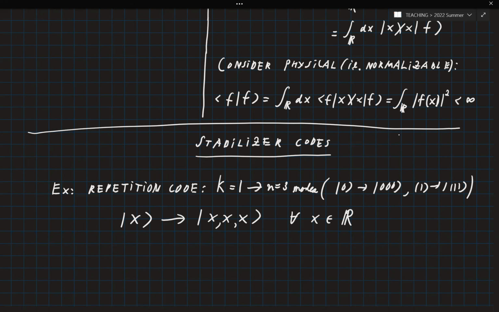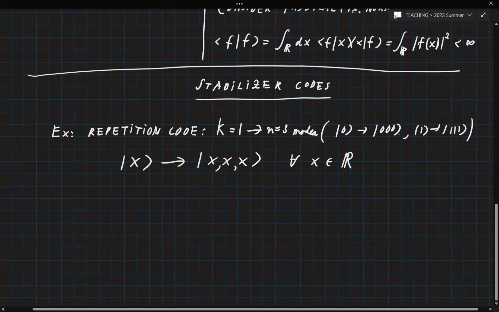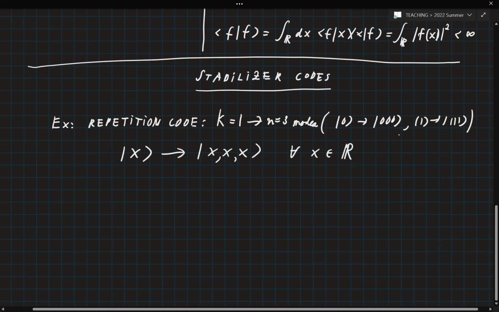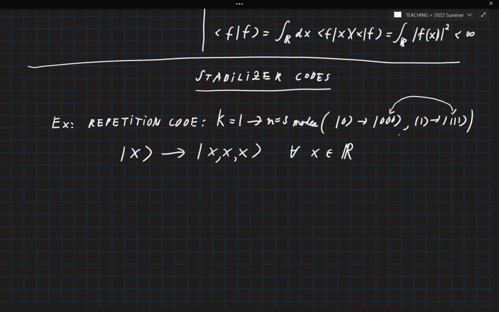So you would expect, and this is true, that the error correcting properties of this code are also very similar. This code protects from errors that cause shifts in the position in any one of the physical modes. Remember, the other code protected bit flips, things that exchange these. While here, this protects against shifts in position, or position shifts for short.